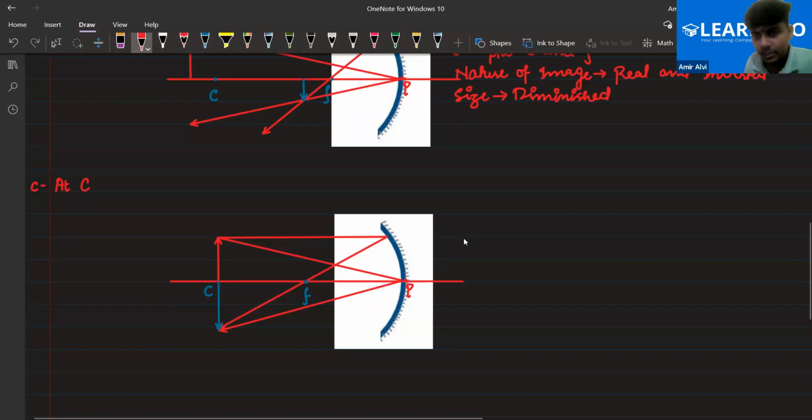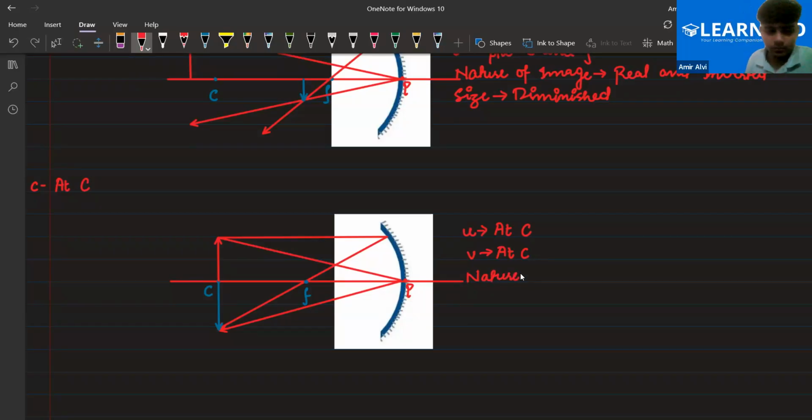So let's discuss the properties. The object would be at C. The image is also at C. And the nature of the image is real and inverted. The size will be the same size. Okay.